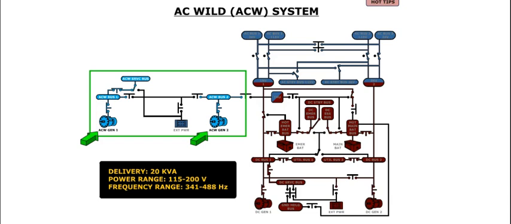Some systems on the aircraft are hydro items and require a different source of AC power. This source is called the AC wild system, which is powered by two propeller-driven AC generators. These brushless generators are air-cooled and deliver 20 kilovolt amps. The reason these generators are called wild is because they generate between 115 and 200 volts of power at a frequency that ranges between 341 and 488 Hz. The frequency depends on the propeller speed.